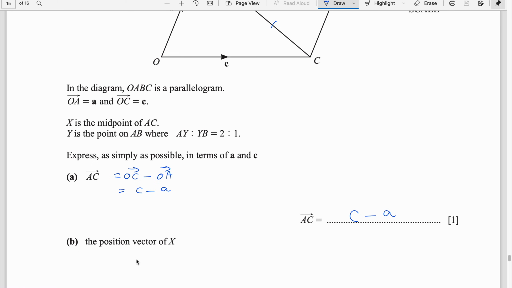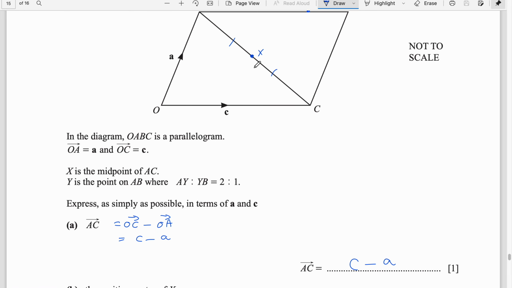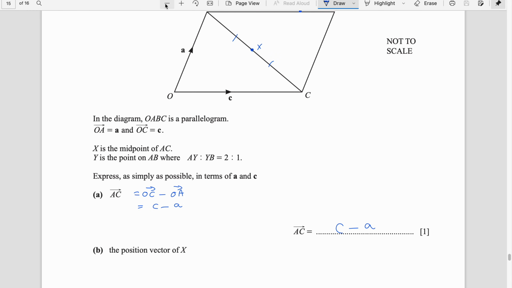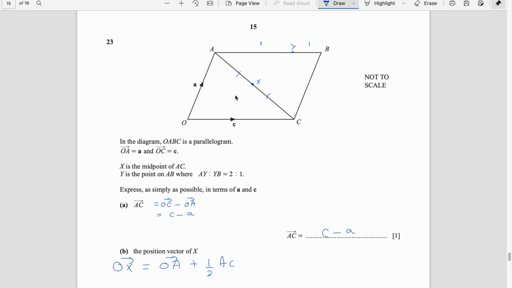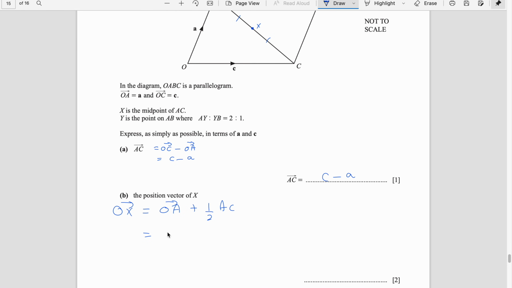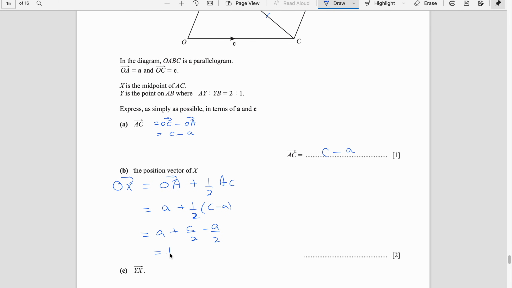C minus A. Position vector of X. So that is X, which should be equal to, I'll have to zoom out. So OX is basically OA plus half of AC. OX is OA plus half of AC, that is AX. So OA is A, and half of AC from the previous part is C minus A, and now we simplify. C by 2 minus A by 2. 1 minus 1 by 2 is 1 by 2 of A plus 1 by 2 of C. A by 2 and C by 2.